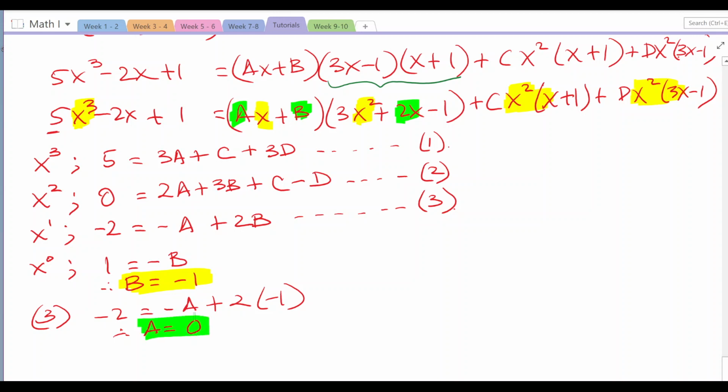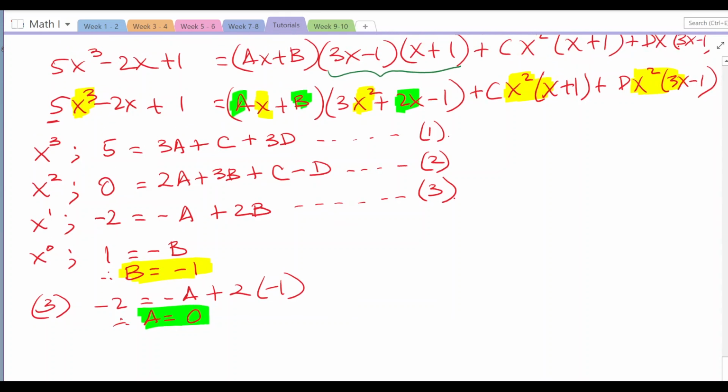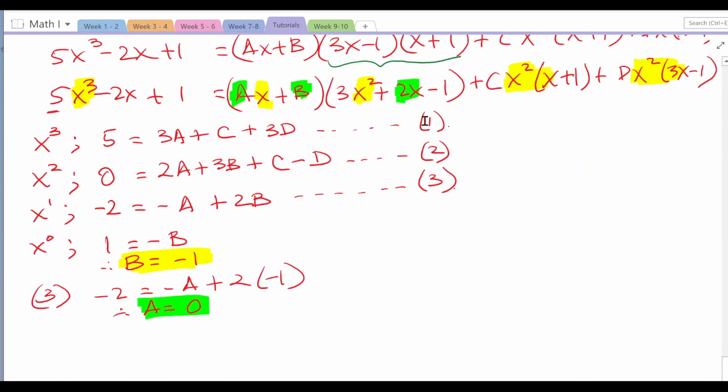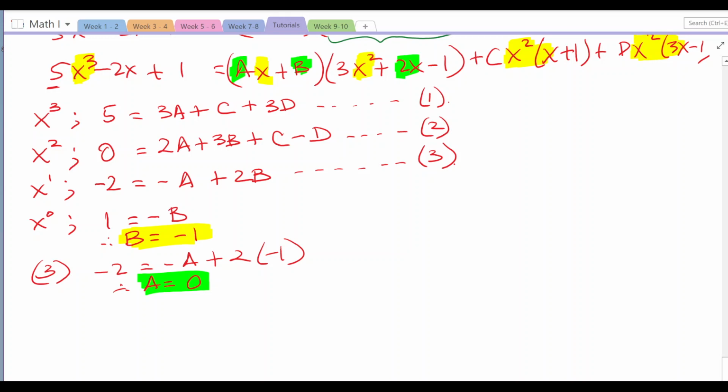How about c and d? How do we use this? Well, we can have a look at equation number 1. Based on equation number 1, we have 5 equals 3a plus c plus 3d. We have a of 0, so 5 equals 0 plus c plus 3d. That's our new equation.